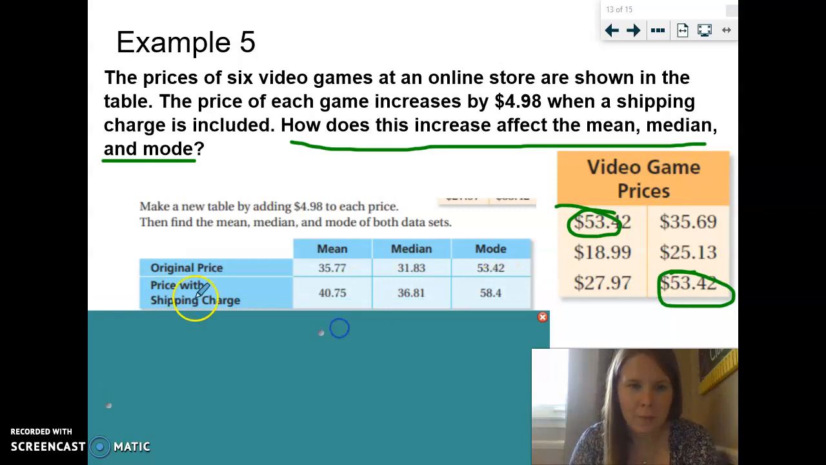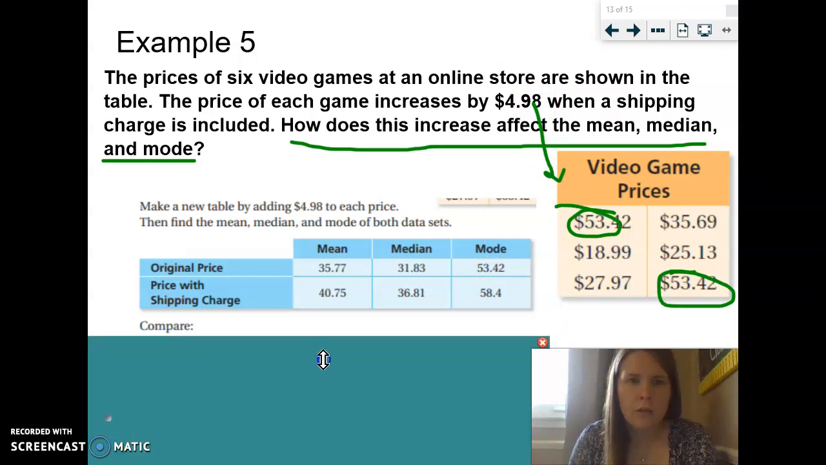So what then ends up happening is the price with the new charge, then the mean is going to be $40.75. Median is 36.81, and your mode is 58.4, because remember you're adding that price to the original. So your mode even changes. So once you start comparing that, you want to know how does this increase affect the mean, median, and mode? So what's happening between these from here to here, from here to here, from here to here?